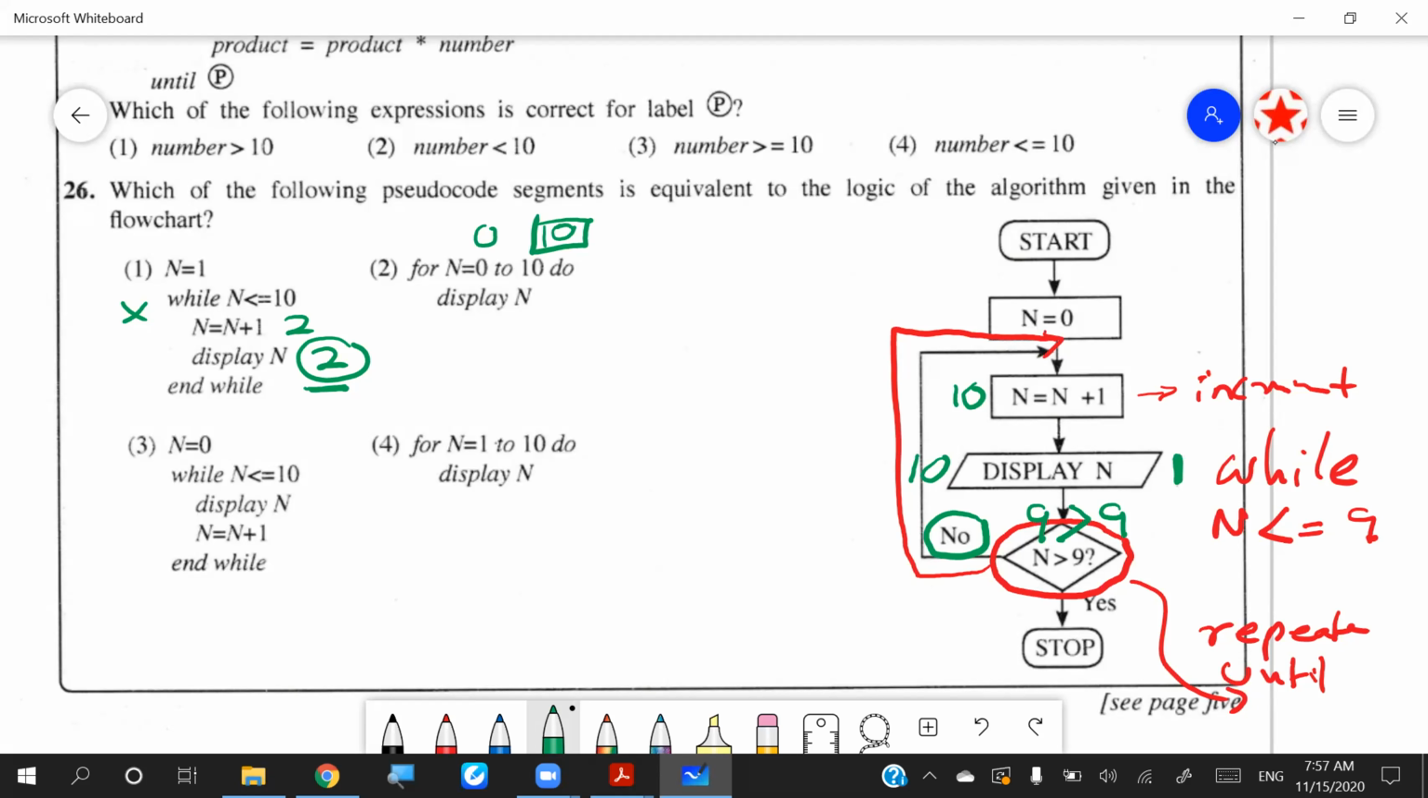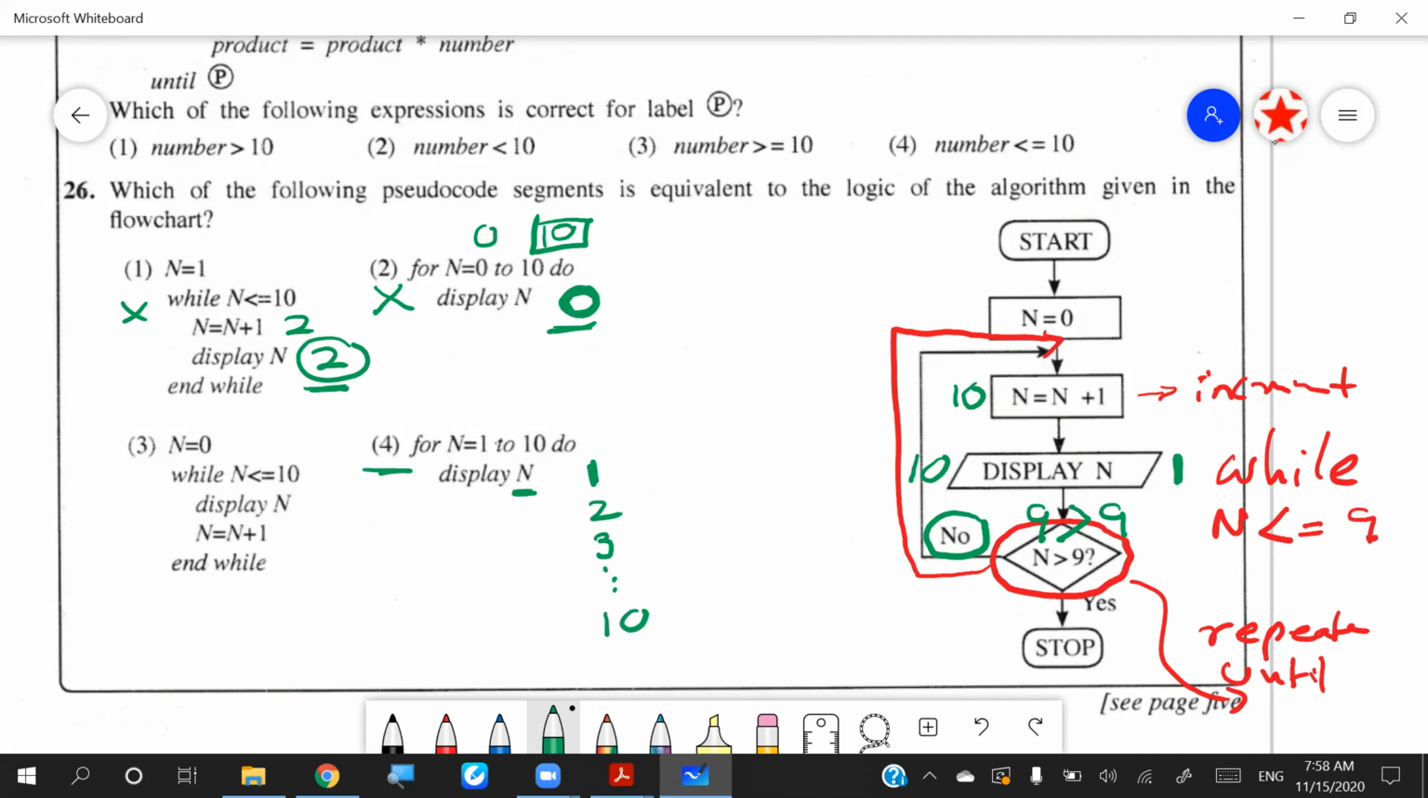Not 0, because n is 0, incremented by 1 and displayed. But here n is 0 and displays n. So the very first value that is going to be displayed is 0, because n is 0 at the first time. Because of that, this is also going to be considered wrong. With that, we can say the fourth one is the correct one. n is starting from 1, so display n will display 1 and will continue to 2, 3, 4, likewise, until 10, in the very same way as here.